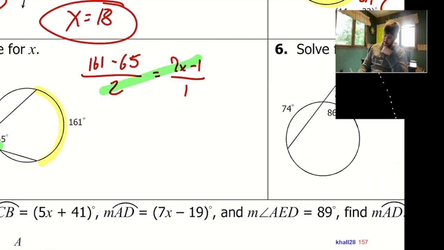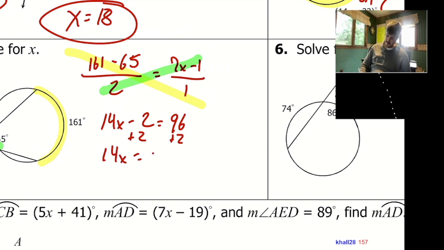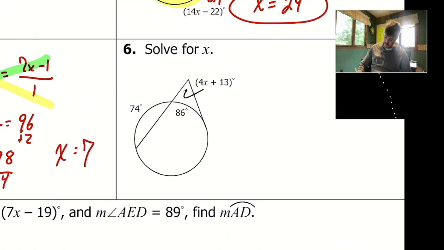Cross multiply. So we have 161 minus 65, so that's 96. And then we're also going to double, I'm going to put the 96 over here. I'm going to double the expression, so it's 14x minus 2. Add 2 to both sides. 14x equals 98. And 98 divided by 14. X is equal to 7.